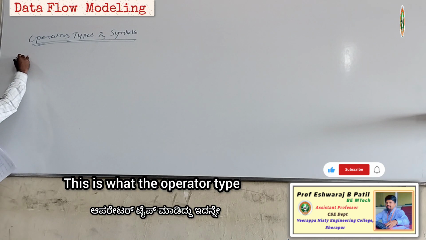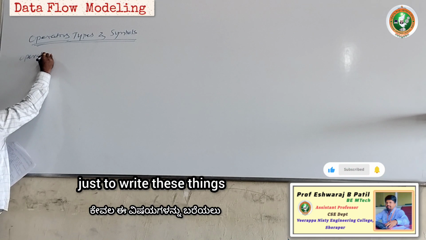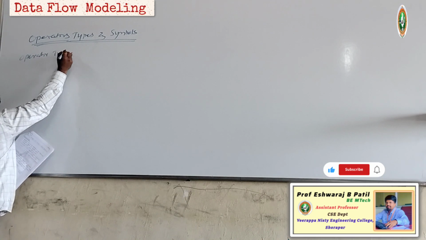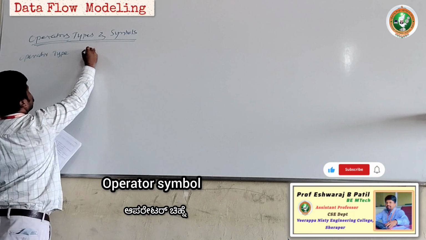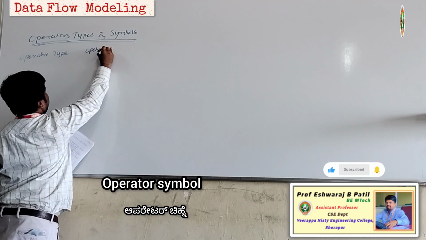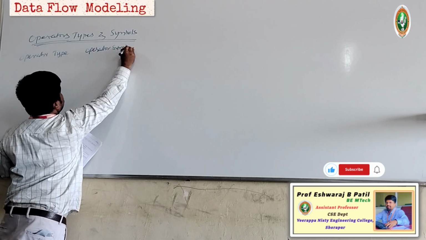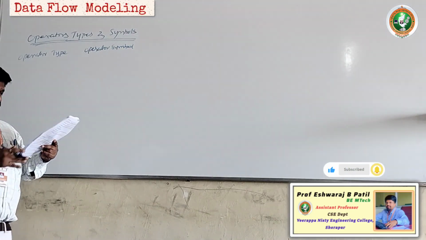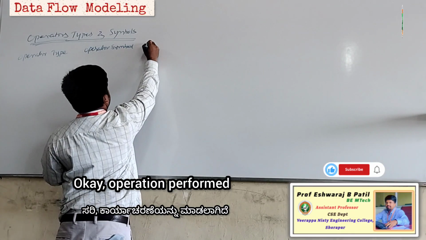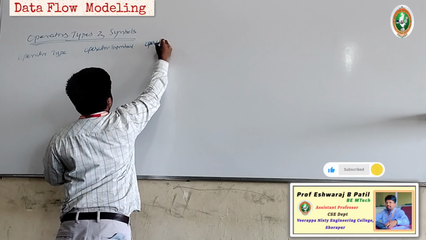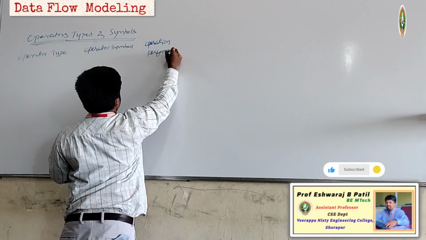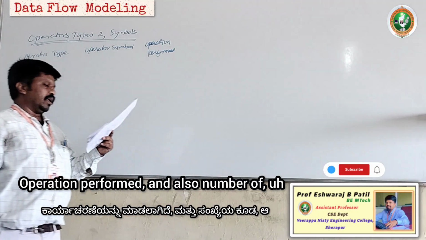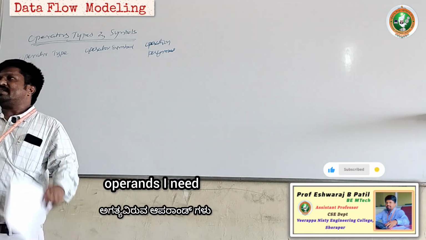This is the operator type. Just write these things: operator type. Okay, copy along with me also. Operator symbol, copy along with me. Okay, operation performed, and also number of operands I need.